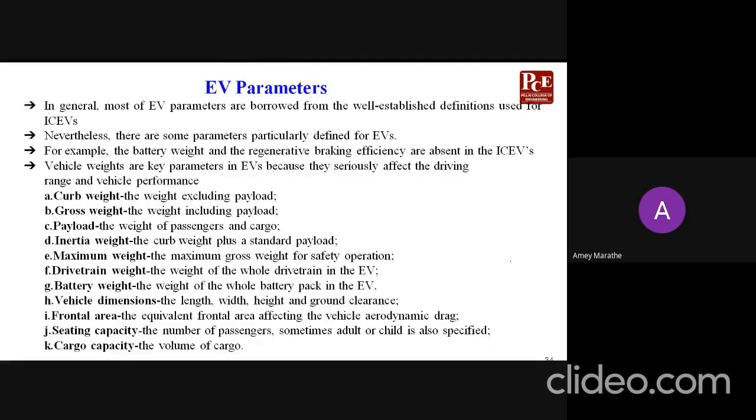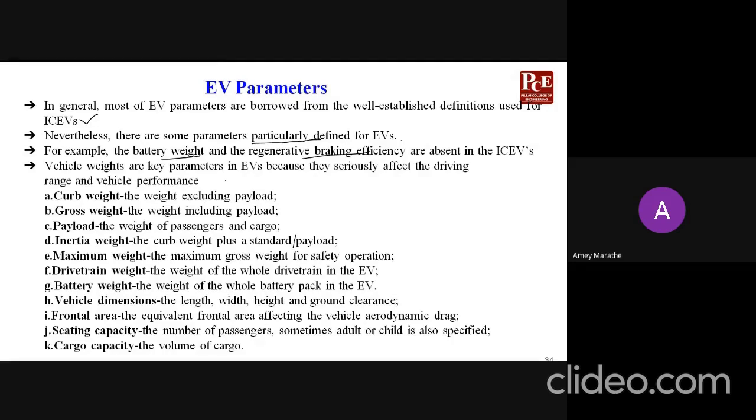But before I start with that, let us talk about a few parameters which are common with IC engines, but with some new additions in terms of EVs. In general, most of the EV parameters are borrowed from well established definitions used in IC engines. But there are some parameters particularly defined for electric vehicles. For example, battery weight and regenerative braking efficiency are not present in IC engines.